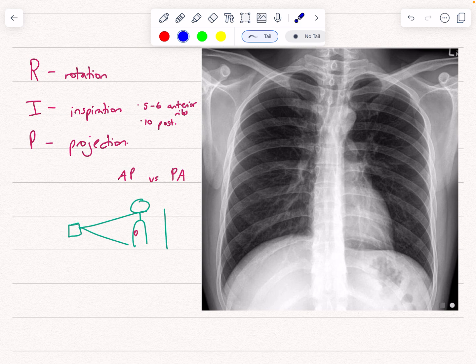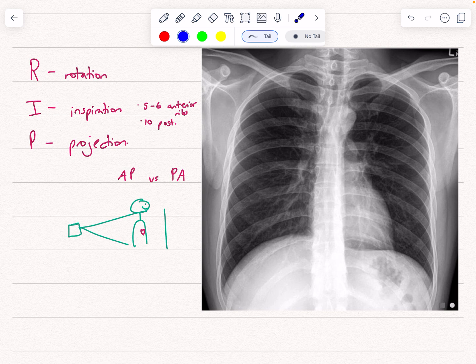If this is an AP film, which is what we have here, i.e. the person is facing the actual chest X-ray machine, their heart is at the front, i.e. this is anterior posterior. So their heart, when it projects onto here, is going to appear to be larger on the chest X-ray. However, if we switch this round and make it a PA film, where the heart is at the back, because the person's facing away from the machine, the heart has less of a shadow, and we're able to actually determine what the heart size is.